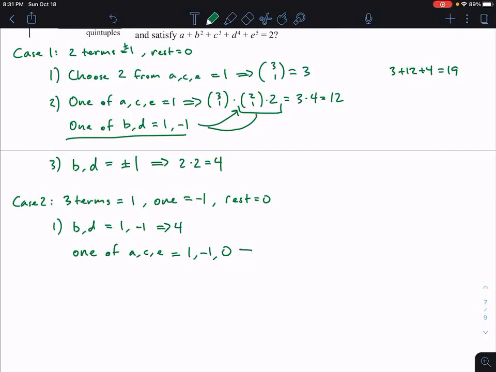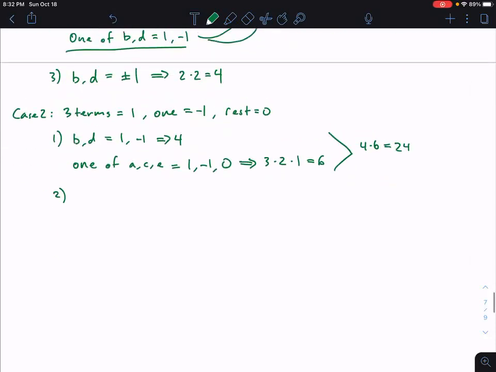To do that, first we can look at A. There are 3 possible values for A. Then we can look at C. There are only 2 possible values for C, since the other one was taken by A. And that leaves E with only 1 possibility. So that gives us 6. And then for this subcase, we multiply these together to get 24.